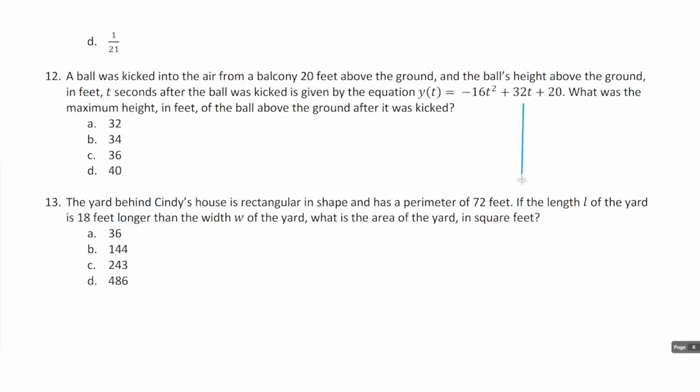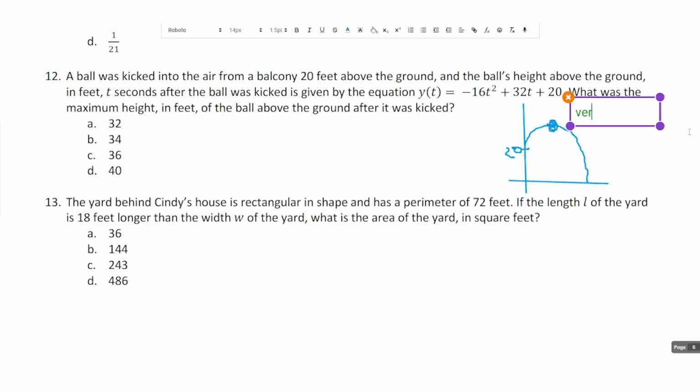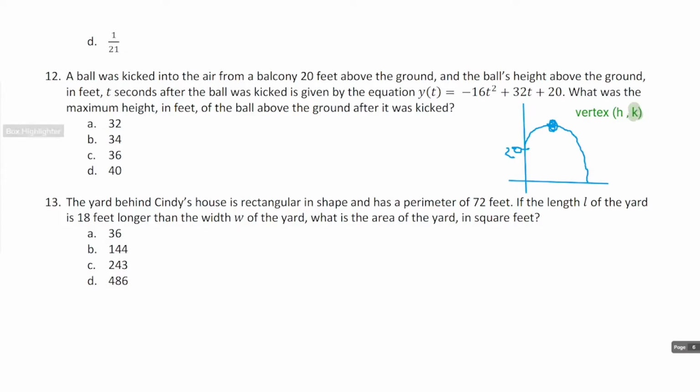So just to give you a little visual of what's happening here, the ball starts at 20 feet, goes up, and then comes back down. What we're looking for is this point right here. Now, this point is called the vertex. I'm going to call it h comma k. And to find the maximum height of the ball, really what we need to do is find this k value. So we need to find the maximum. To find that maximum, we need to find the vertex.